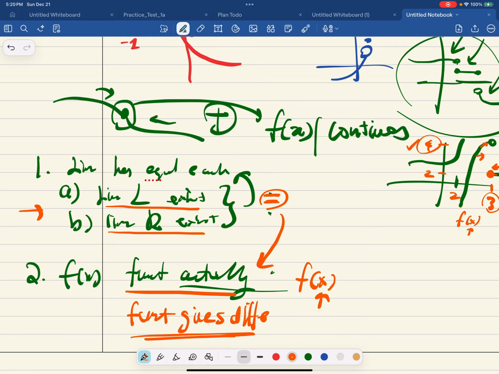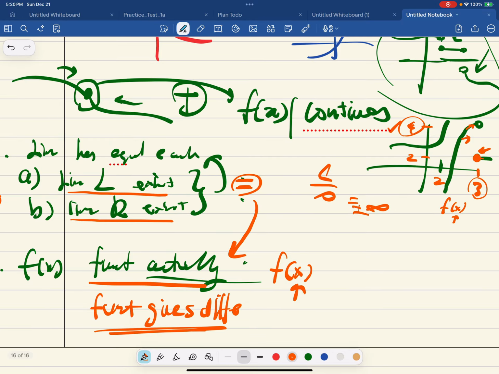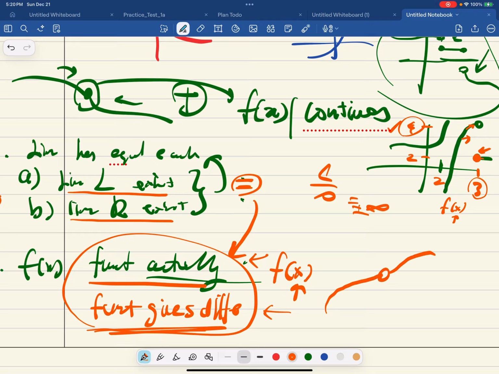If they are not equal to each other, that means it's a jump. Or if it's a c over 0 and the answer becomes positive or negative infinity, that's an infinite discontinuity. And if they do both equal each other, but the function does not exist or is different, then that's a removable. If it doesn't exist, it will look like this.